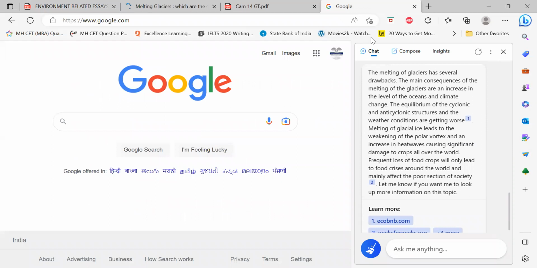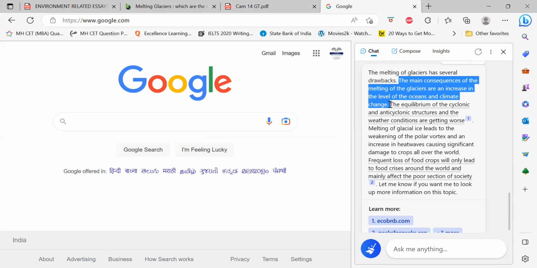So can you see this? Melting of glaciers has several drawbacks. Just like yesterday's structure, several drawbacks. The main consequences of this are an increase in the level of oceans and climatic change. We also thought of the same thing, right? Now see the words. Equilibrium of the cyclonic and anticyclonic structures. These are all geographical words. And the weather conditions are getting worse. Equilibrium, मतलब balance जो होता है वो.